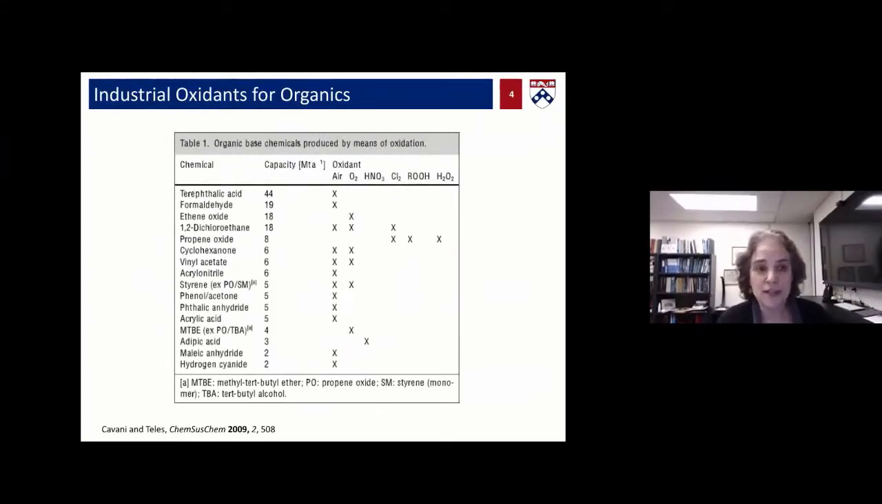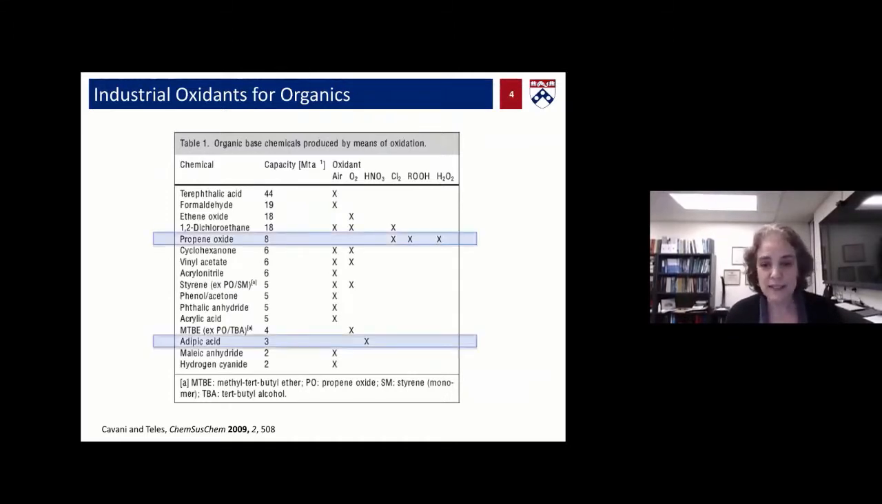And so when you look at this list here of base organic chemicals produced by means of oxidation, you can see for the most part, these oxidations are done with air or oxygen. However, there are some exceptions in this list. Propylene oxide is the 5th largest organic chemical produced by oxidation. And what you can see there is currently you can't use air or oxygen, even though you can here for ethylene oxide. Similarly, we can't currently make adipic acid on scale using oxygen, and nitric acid is used.